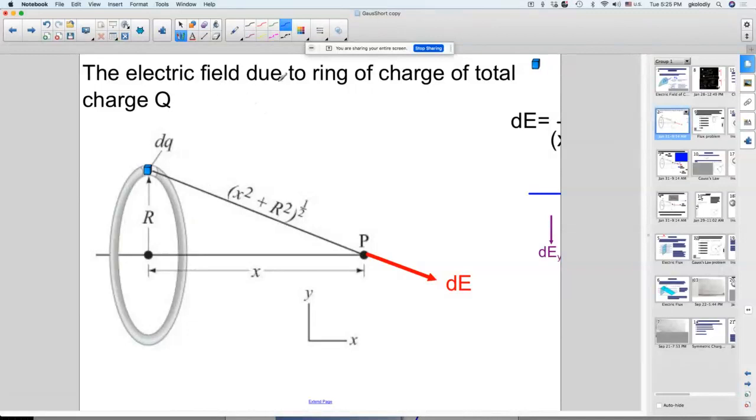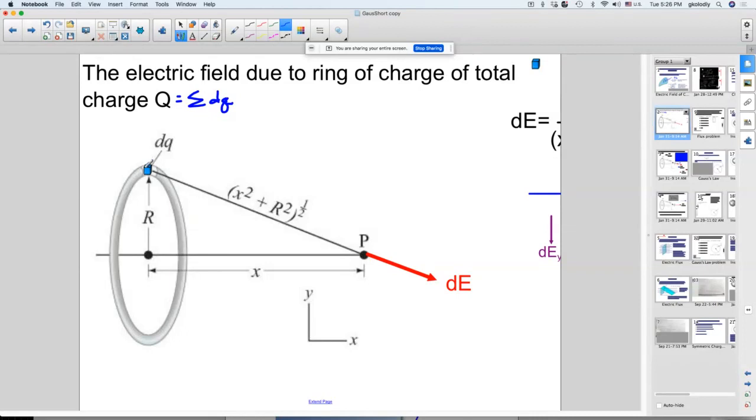We want to find the electric field due to a ring of charge whose total charge is q. In other words, this is a ring of charge. It's made up of many point charges. This is one dq, another dq, dq, dq, and all the dq's add up to that. All right. Now we want to find, let's say, right on the center, a line going through the center of this circle carrying all these charges. We want to find the electric field here.